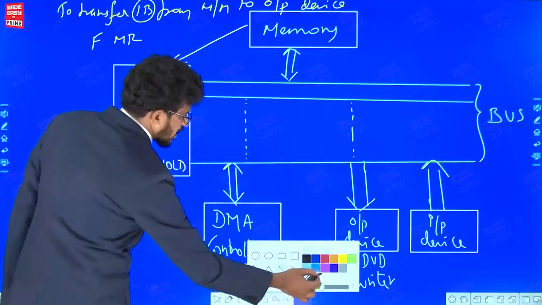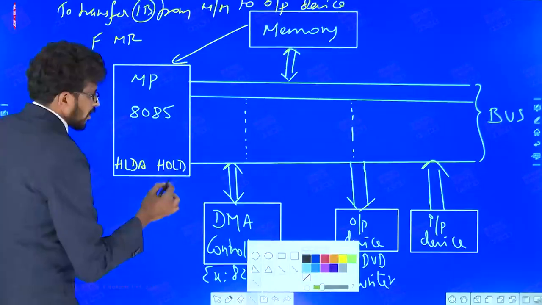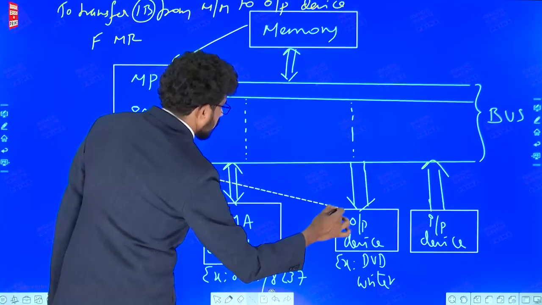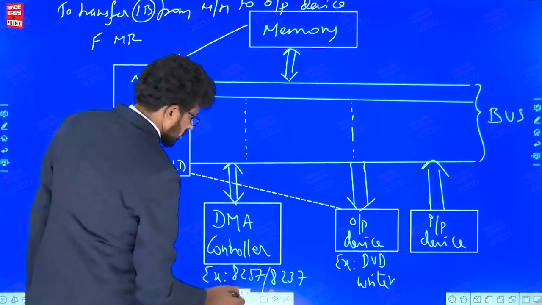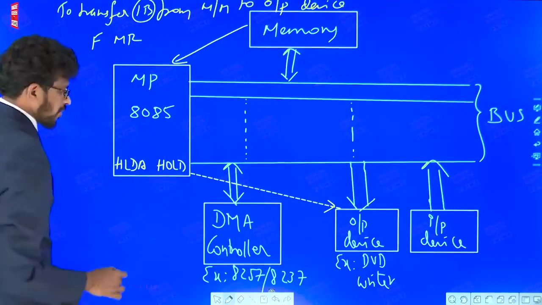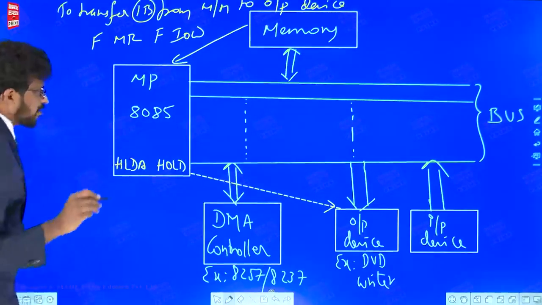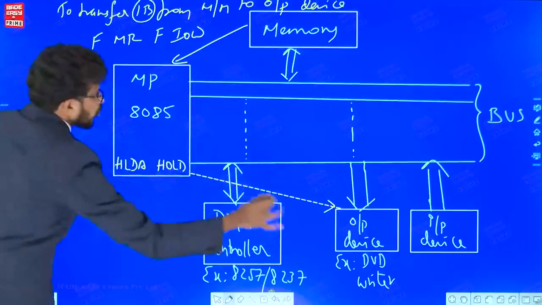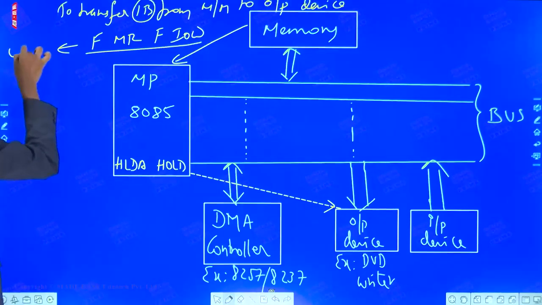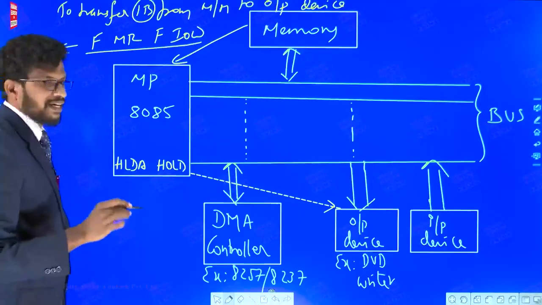Just for understanding purpose, I'm writing like this. This data, I want to transfer it to the output device. What is this task called? IO write. But to perform IO write, again, what is required? Opcode fetch, then IO write. It means to transfer 1 byte from memory to the output device, at least 4 operations are required. Operations means it involves memory read, write, whatever it is.